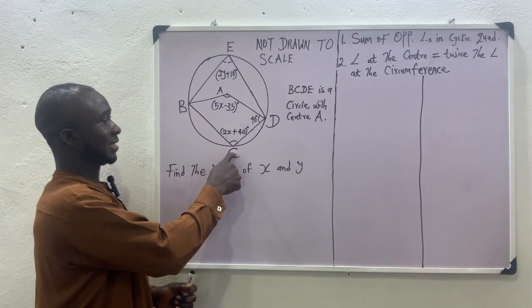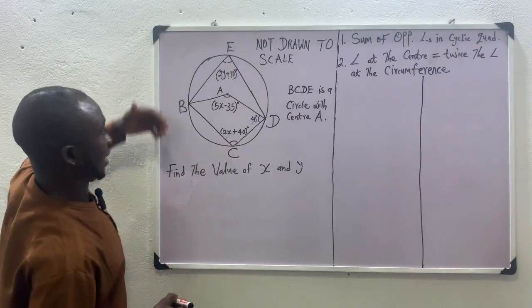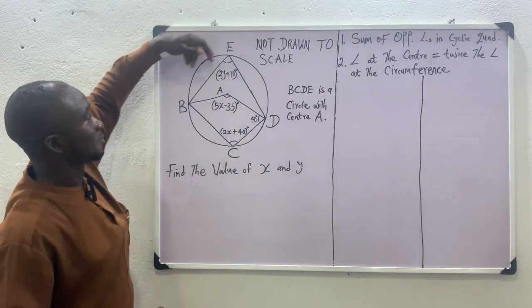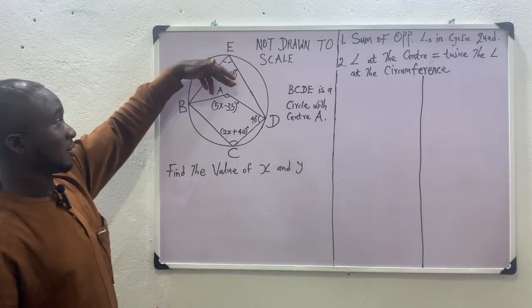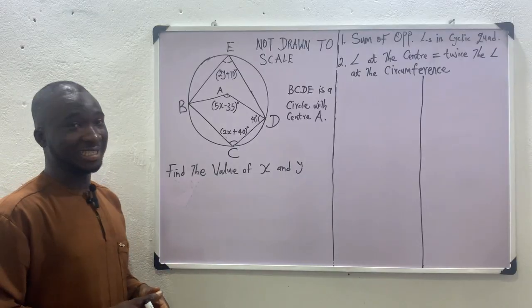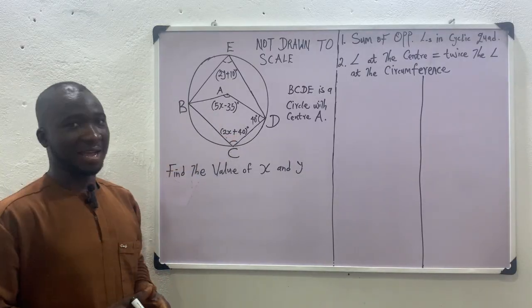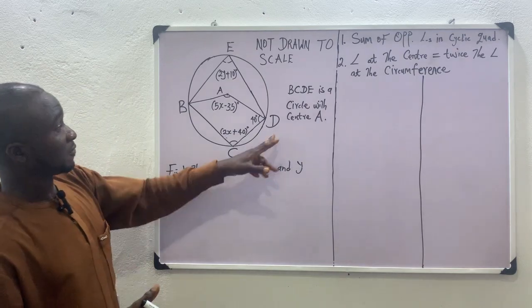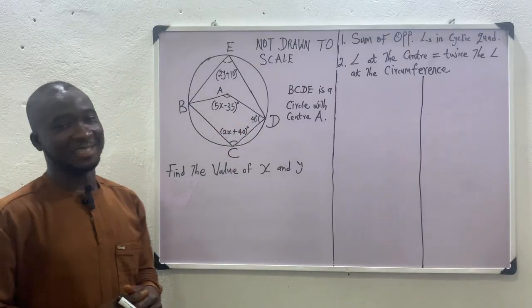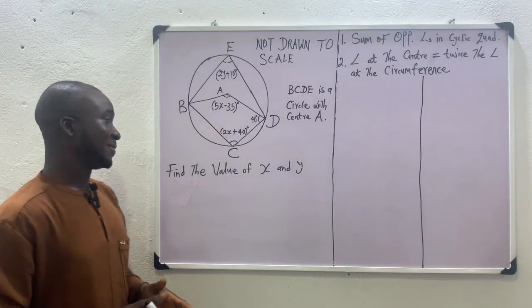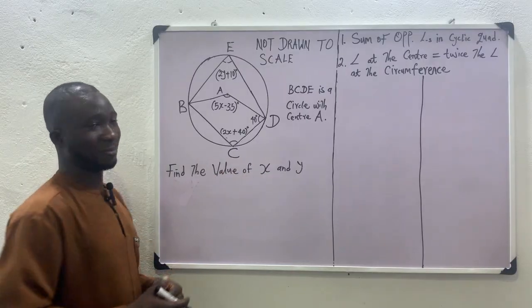So here we have a circle BCDE with center A, although this circle is not drawn to scale, and the angle formed at C is 2x plus 40 degrees. The angle formed at E is 2y plus 10 degrees. The angle formed at A, which is the center of the circle, that is less than 180 degrees, is 5x minus 35. And the angle formed at B, that is angle ABC, is 40 degrees. And the question is simply to obtain the value of x and y.